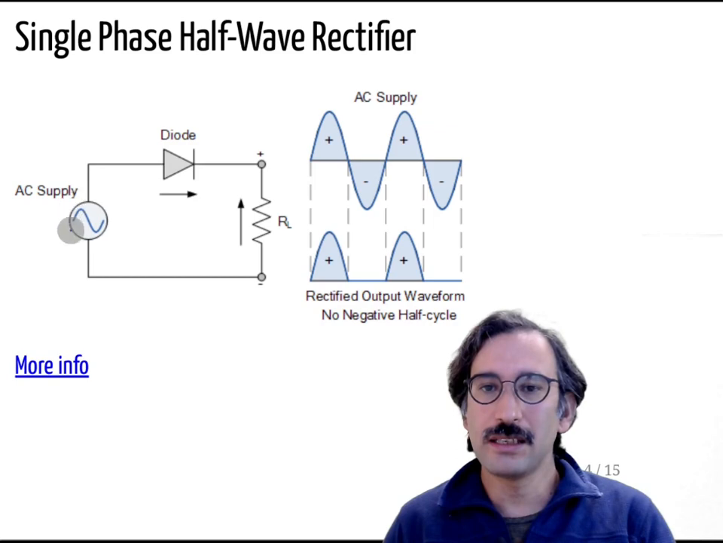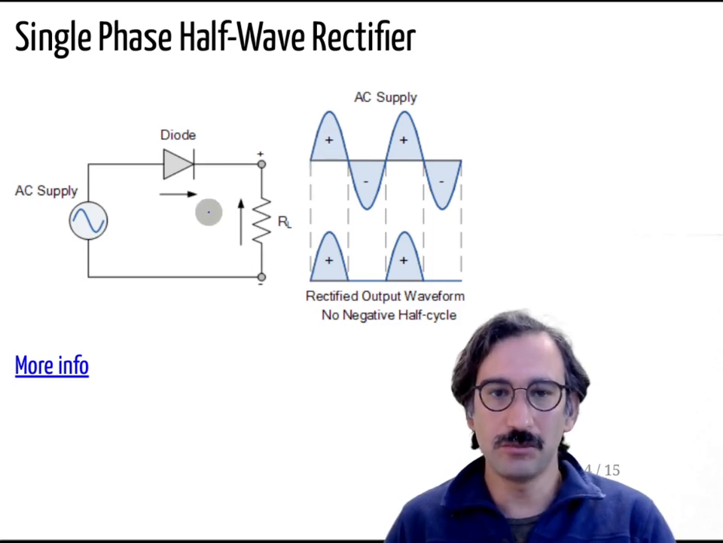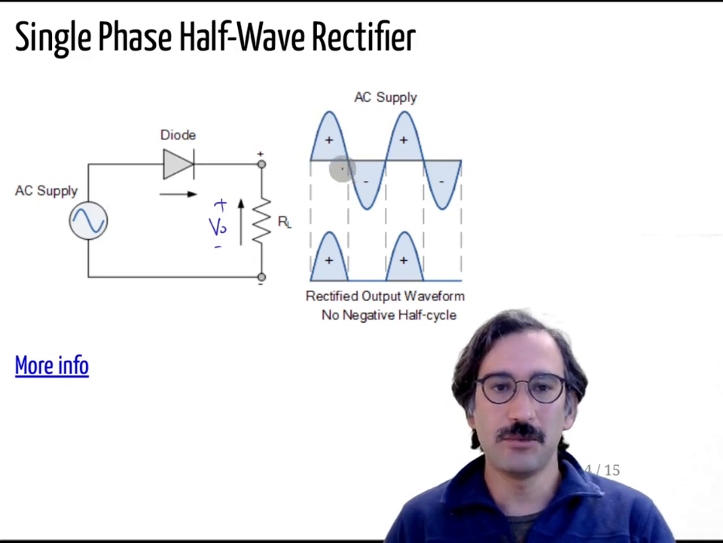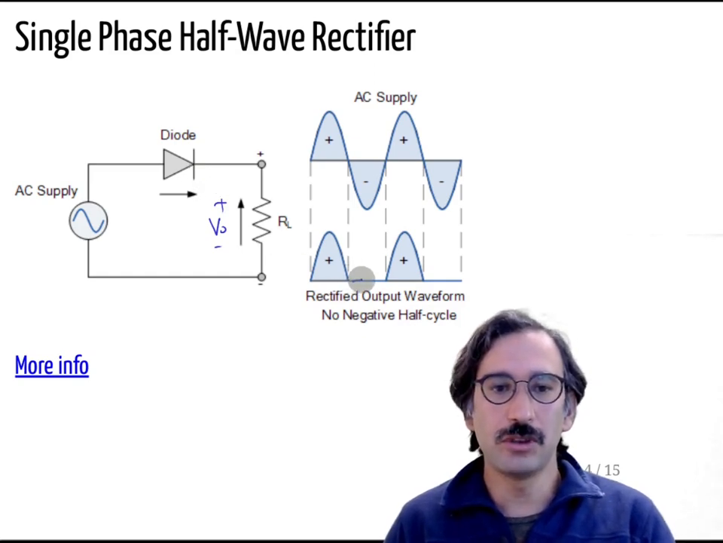If you connect a diode to an AC supply with a resistive load, the diode will go into forward conduction and start conducting whenever your AC is positive voltage. So the output voltage will be positive whenever AC is positive. However, whenever it is negative, the diode cannot conduct in the reverse direction, so it will block the current and the output voltage will be 0.